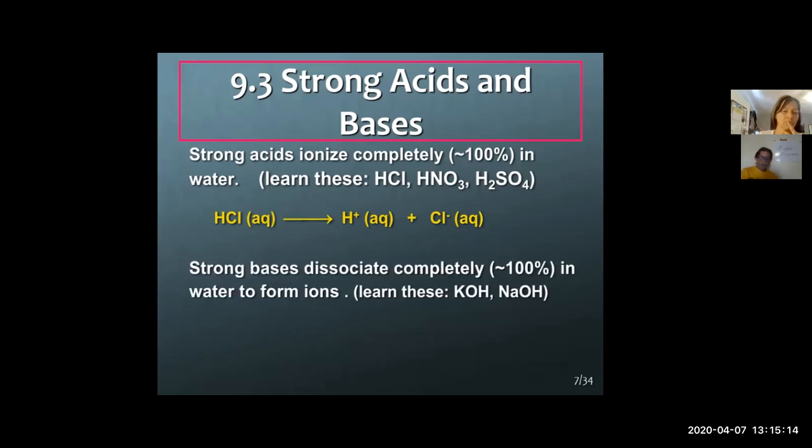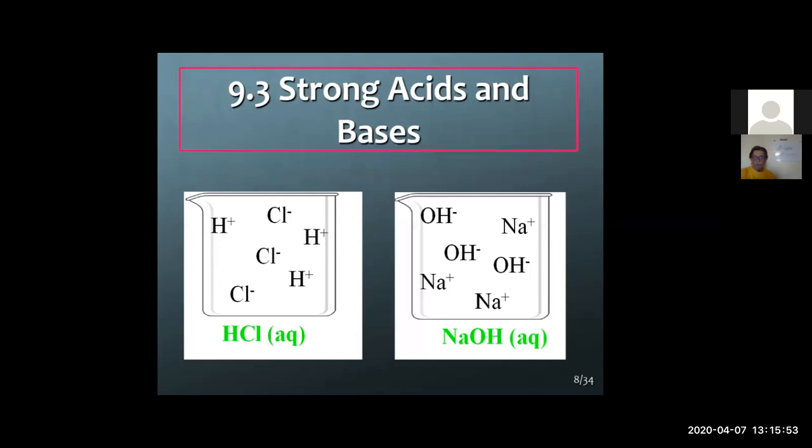Now, with respect to bases, here are two examples you should be familiar with. KOH, otherwise known as potassium hydroxide, and NaOH, which we talked about, sodium hydroxide. Once you put them in water, they dissociate 100%, and are therefore characterized as a strong base. So in that reaction, you have sodium hydroxide totally dissociated to form the sodium ion and the hydroxide ion. So when we talk about strong, that's what we're talking about.